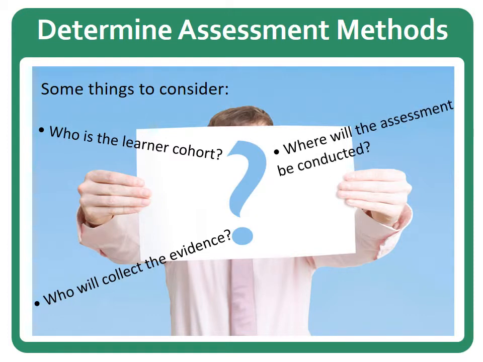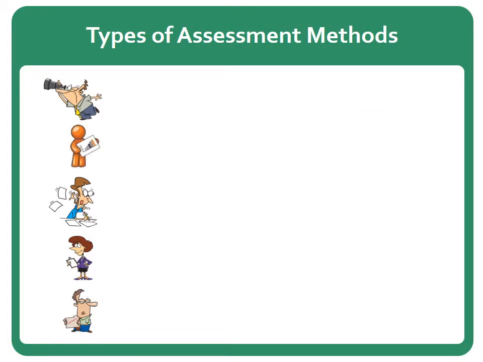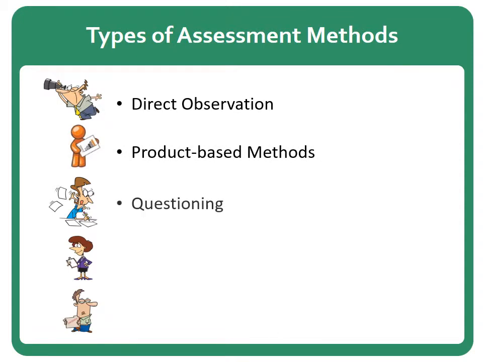Where will the assessment be conducted? Will it be on the job, online, or maybe in the classroom? And finally, when will it be conducted? Once we've got these answers, we can start to select the types of assessment methods we need. There are 5 types of assessment methods: direct observation, product-based methods, questioning, third-party evidence, and finally, portfolio.